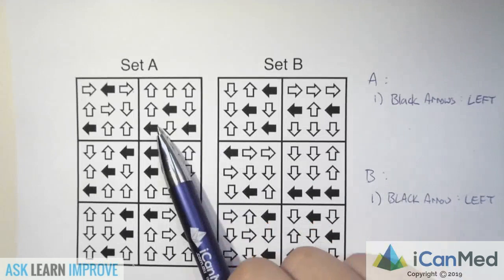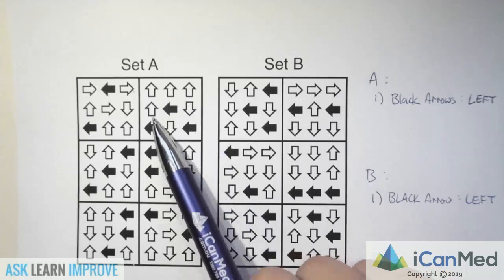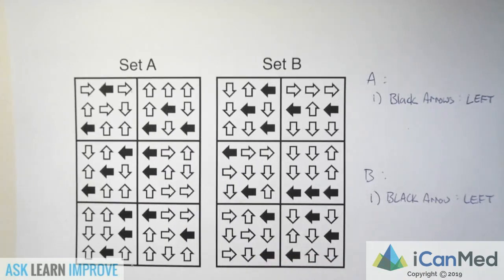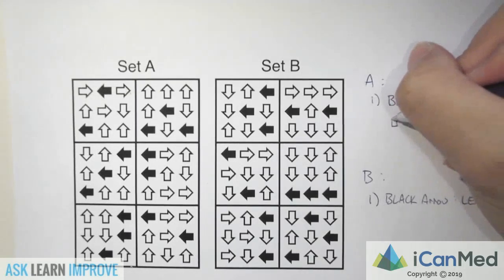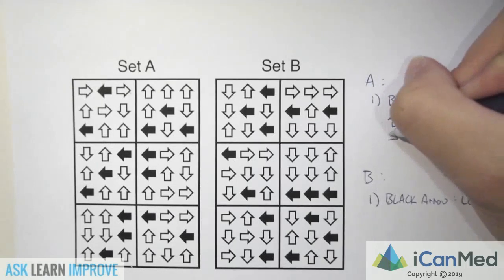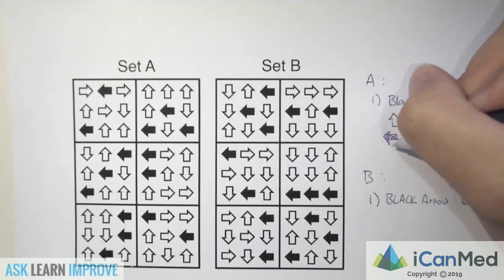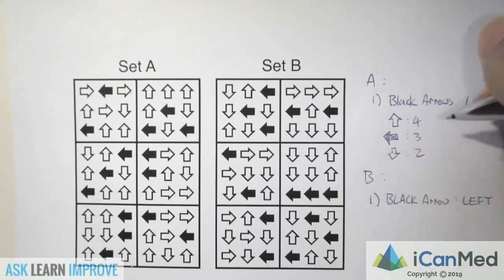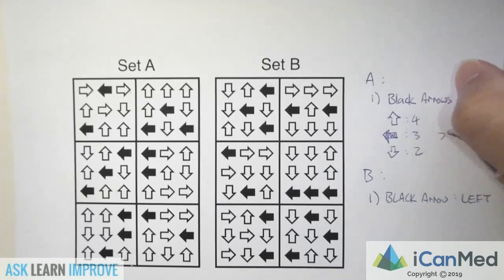Okay, so if I take a look at this one here, it has going up 4 arrows, going down 2 arrows, and going left 3 arrows. So that sort of makes a pattern straight away. The up arrow, that's 4. The left arrow, which is black, there's 3. And then the down arrow, there's 2. And so maybe the pattern is, the number of black arrows, let's call that X.